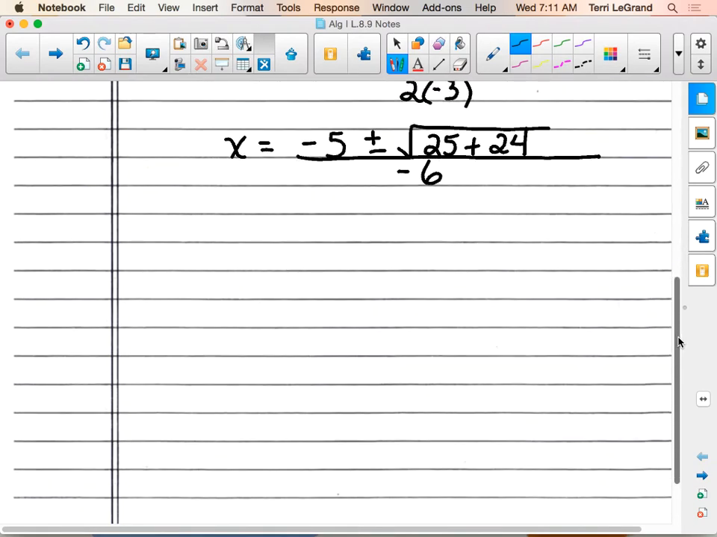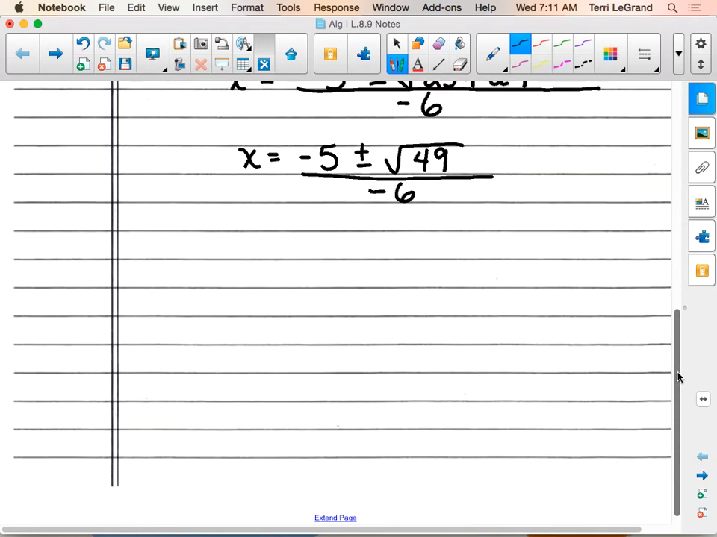We're only going to do one thing in this next step. X equals. We have our negative 5 plus or minus the square root of, we're just going to simplify, what is 25 plus 24? That is 49. We still have that numerator divided by that negative 6. Okay, now we will take the square root of 49. So we have negative 5 plus or minus the square root of 49, which becomes 7, so our radical sign is eliminated. And we have our negative 6 downstairs.